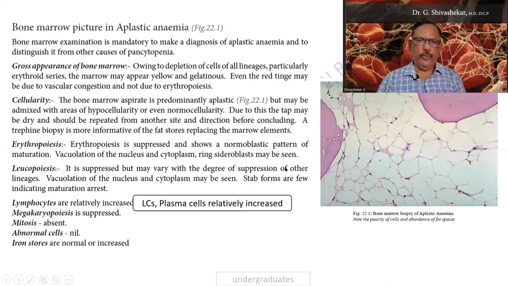Erythropoiesis is suppressed, leukopoiesis is also suppressed. Lymphocytes and plasma cells are relatively increased. They may be normal or decreased, but they are less so than the WBCs or the neutrophilic series. Mitosis is absent, megakaryopoiesis is also suppressed. Iron stores are almost reduced and abnormal cells are not seen.